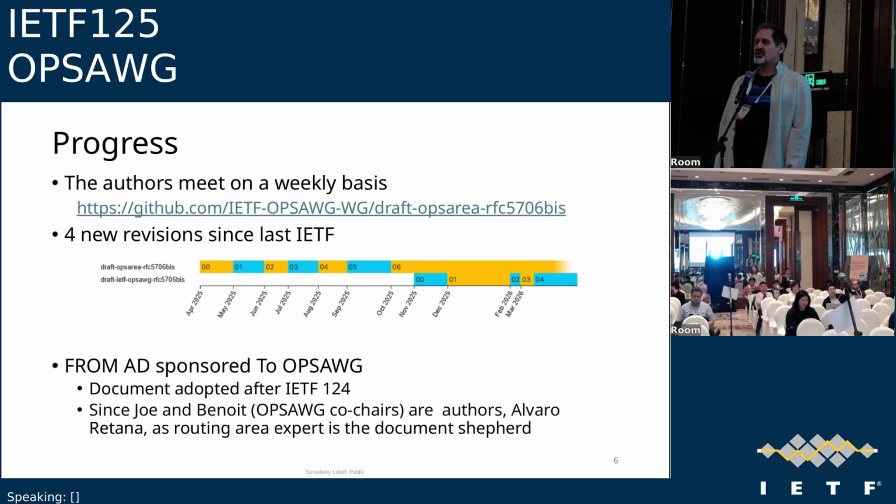Now, here is the small issue we have. Joe and I were authors since day one. When it moved to the working group document, as you see in the figure, we cannot be at the same time authors and chairs. That's why we have Alvaro here as document shepherd and delegate in this working group. And we're happy about that because Alvaro knows about routing, and routing was the first area to which we presented this document.